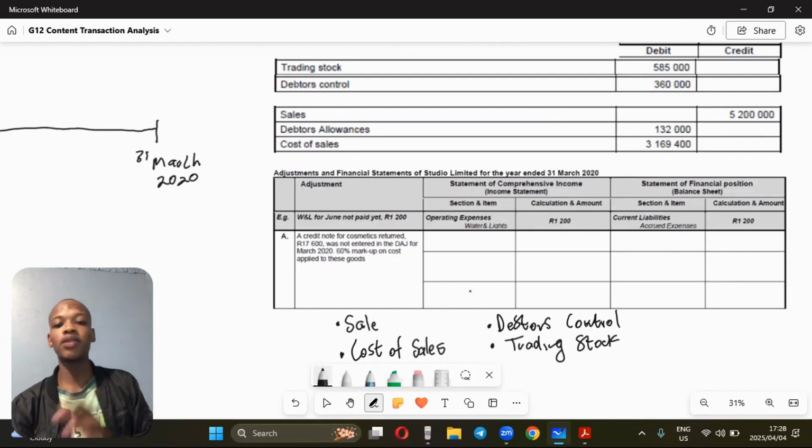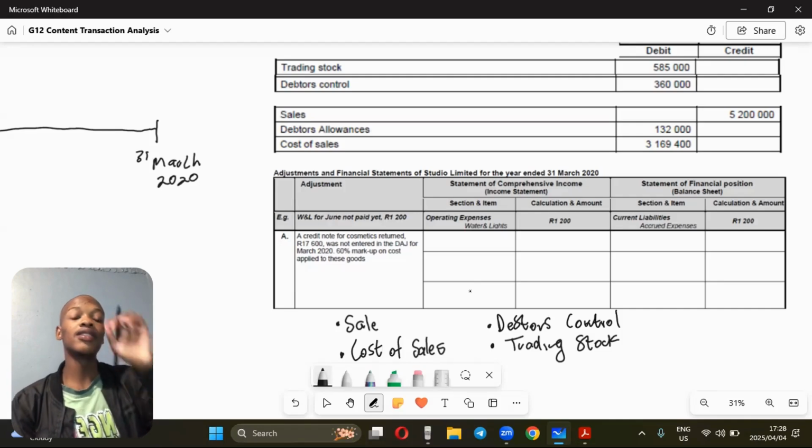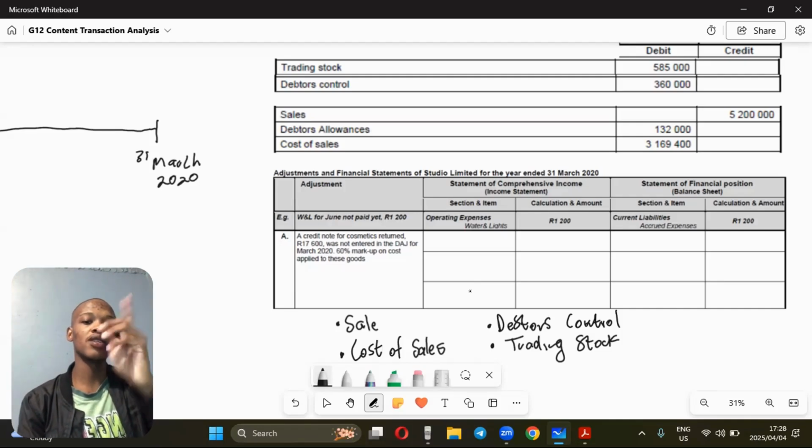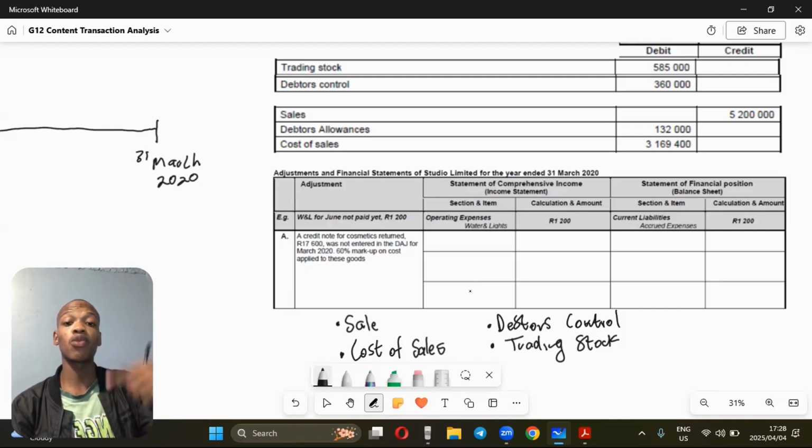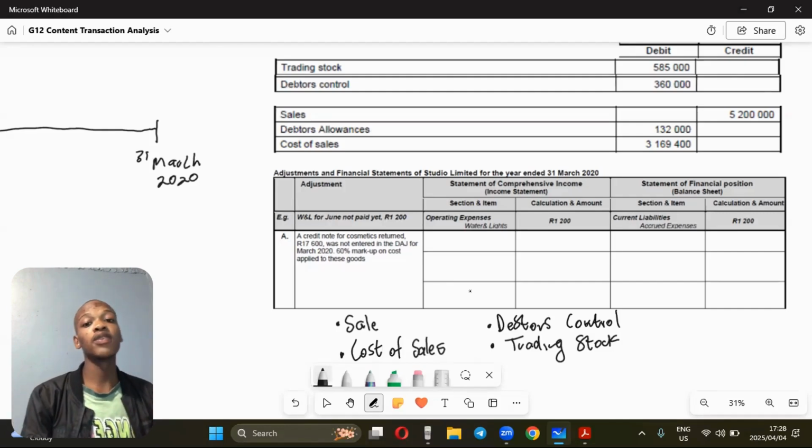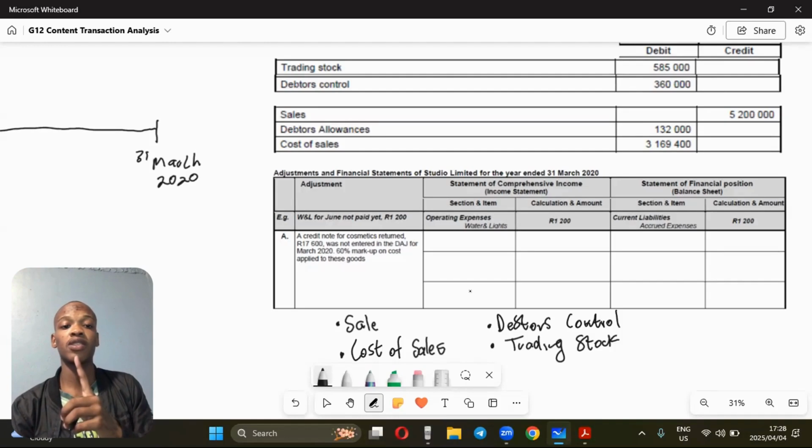When we sold on credit, sales was credited because sales grow on the credit side. Cost of sales was debited because it is an expense and expenses grow on the debit side. Debtors control was debited because it is part of assets and assets grow on the debit side. Trading stock was credited because it was sold, going out of the business. Now everything that was done for the invoice we are going to reverse for the credit note.